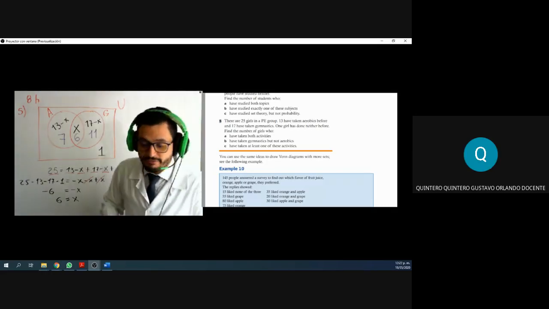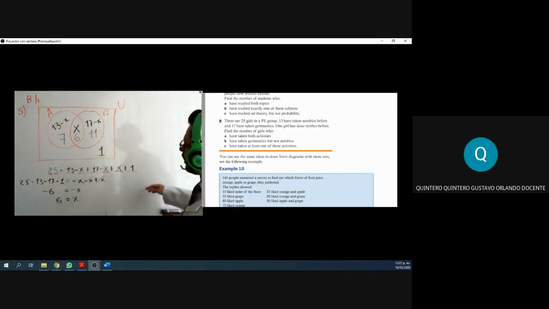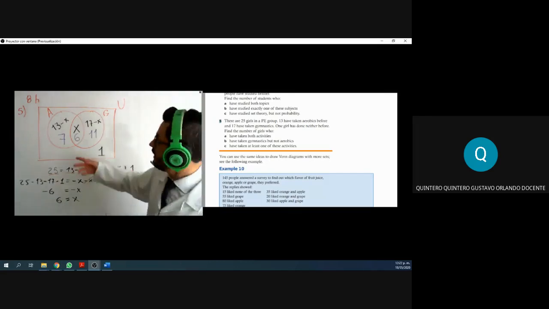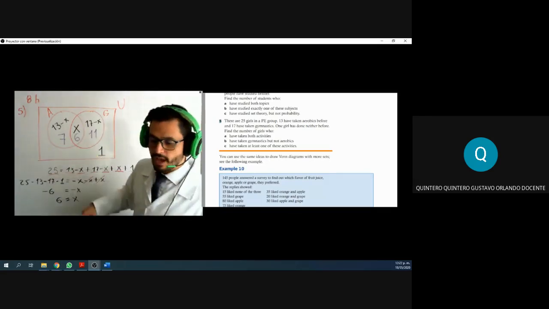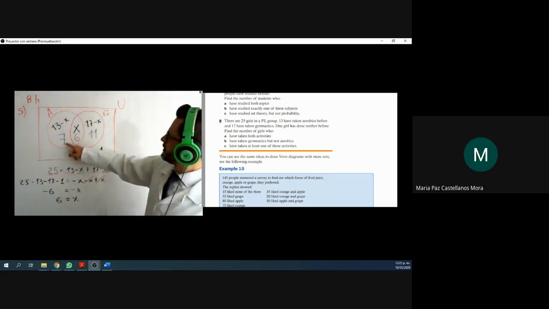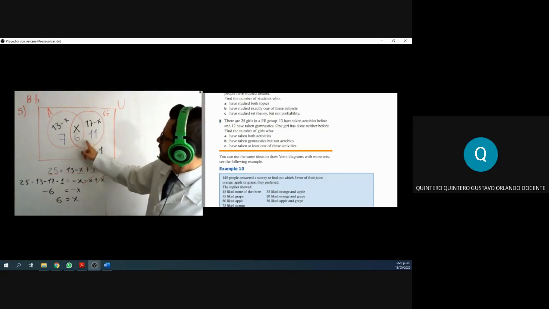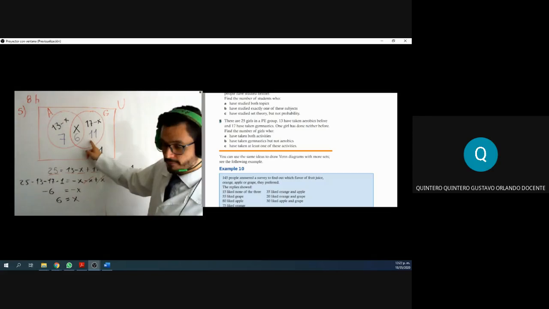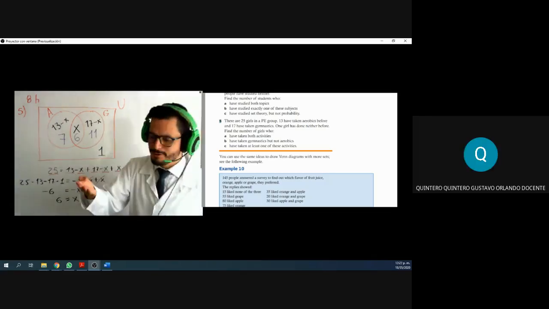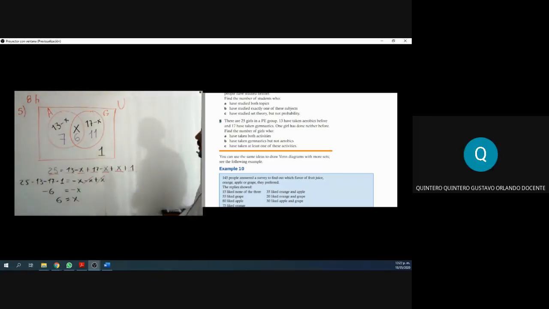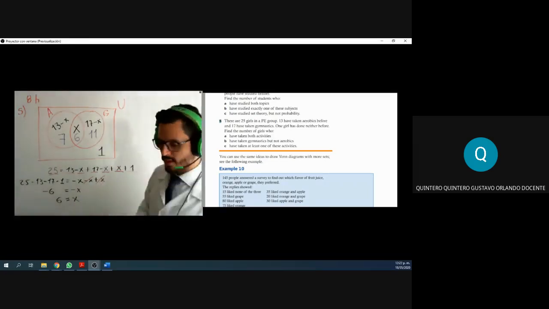We can verify our information, our data, to know if the total gave us 25. Let's see. 7 plus 6 plus 11. This will be 13, right? Plus 11, which is 24. Plus 1, which is 25. Beautiful stuff. We did it, guys. We did it. And now that we have our drawing, now we can answer the questions.